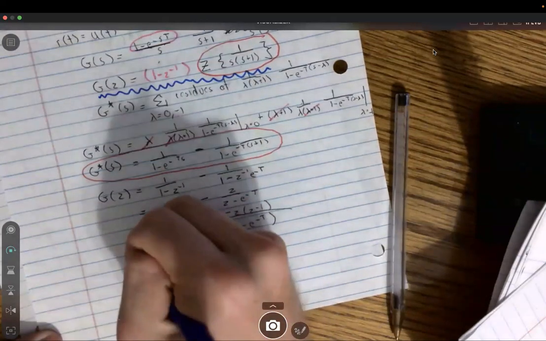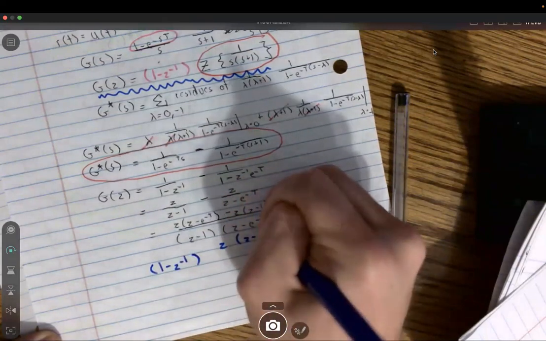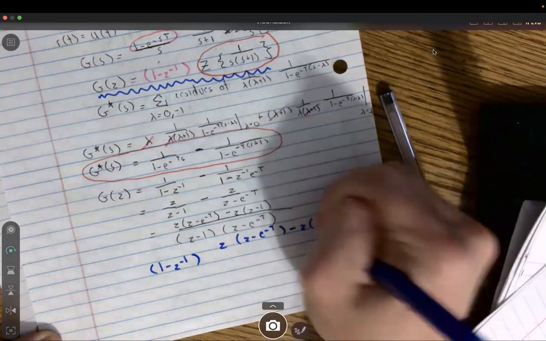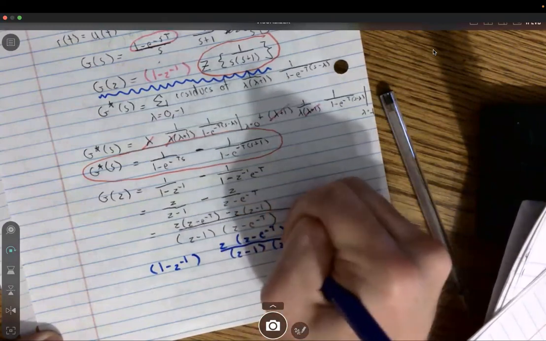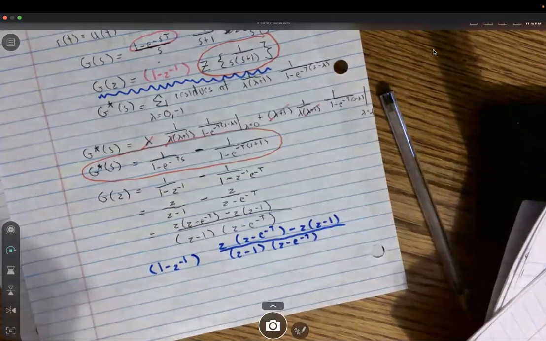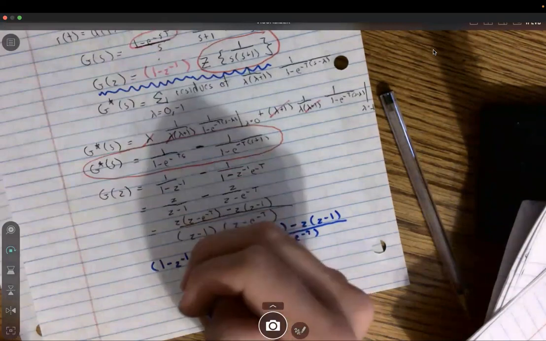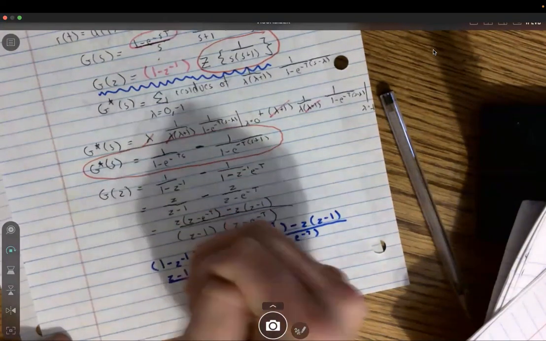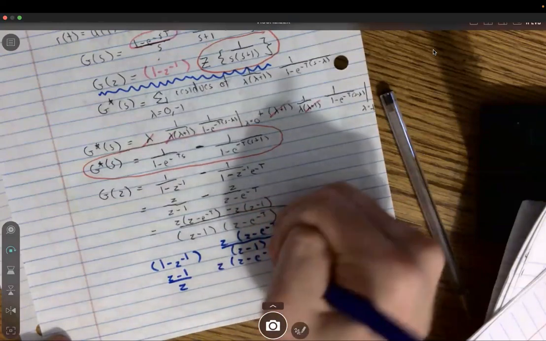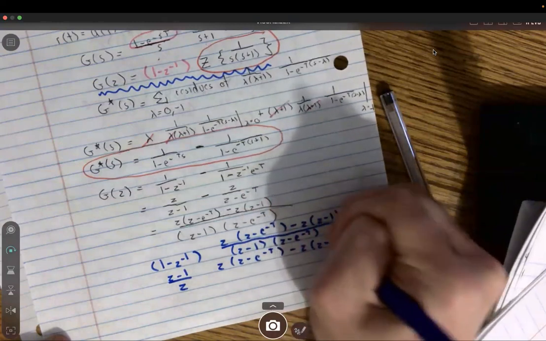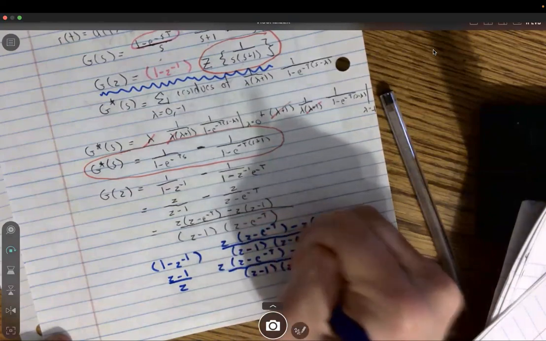And so now multiplying this by 1 minus z to the negative 1, all multiplied by z minus e to the negative t minus z times z minus 1, then all over z minus 1 times z minus e to the negative t. What you have to remember is we can represent this multiplied by z in numerator and denominator. What you're going to get is z minus 1 all over z, and then z times z minus e to the negative t, minus z times z minus 1, and then all over z minus 1 times z minus e to the negative t.